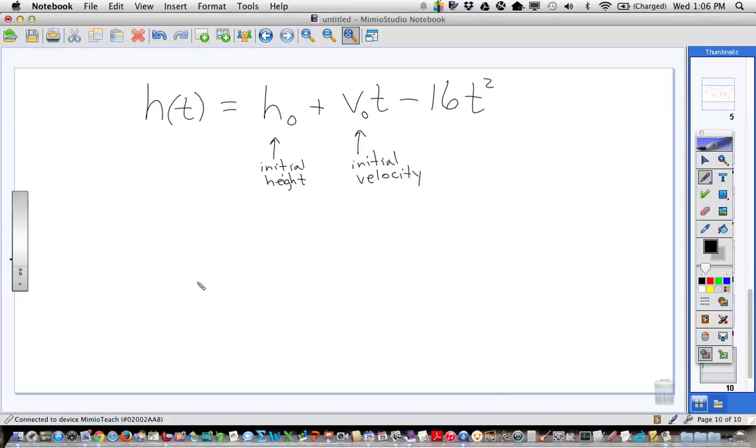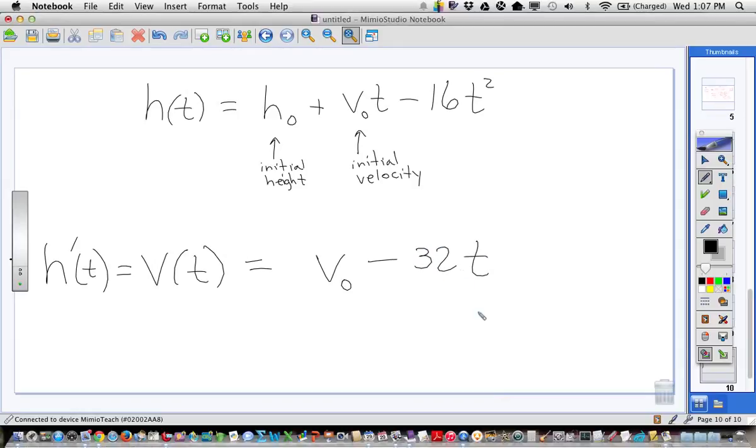Okay? Now, the velocity of that ball also has an equation. But now, how that connects with what we're doing is another name for the velocity would be h prime. So the velocity equation, another name for that will be h prime. It's the rate of change of the height. And that is v sub 0 minus 32t. And again, v sub 0 is the initial velocity.